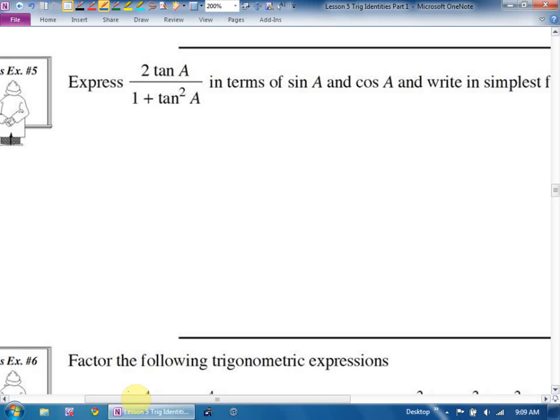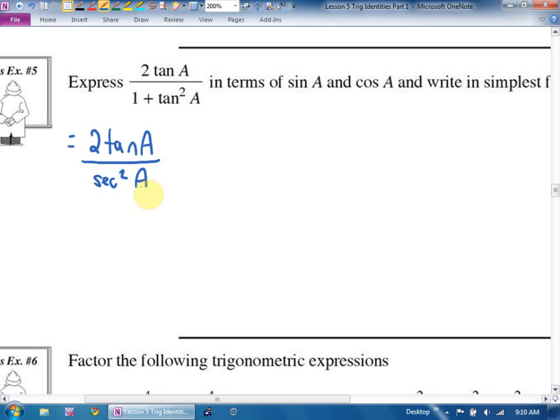The bottom there is screaming out at me. 1 plus tan squared. That's familiar. Okay, I'm going to write this as 2 tan A all over secant squared A. How's that help? How many trig functions do I have now? 2. This is the kind of halfway area. When I have 2, if I can't do anything else, I'll rewrite everything in terms of sine and cos.